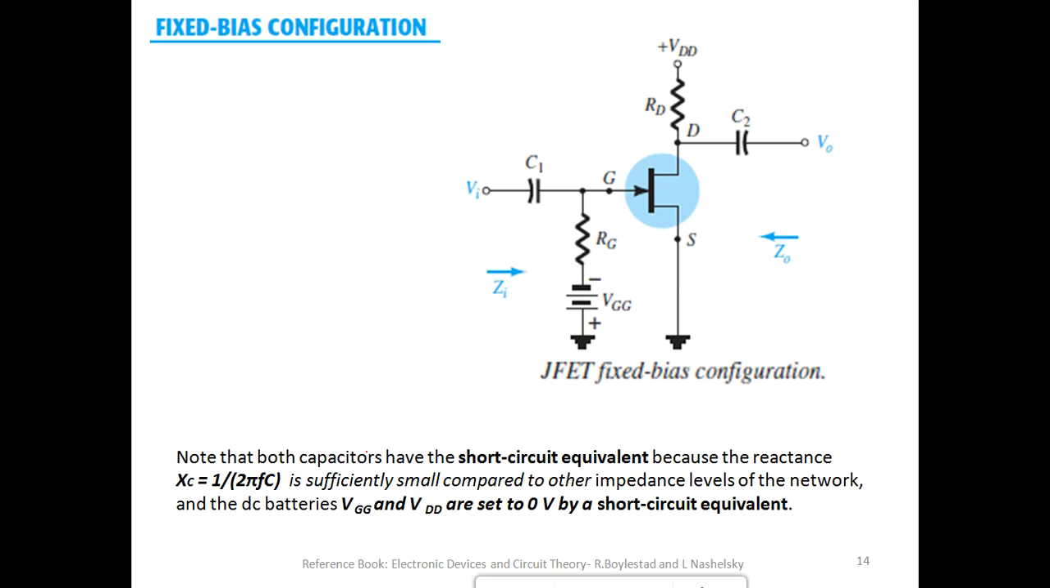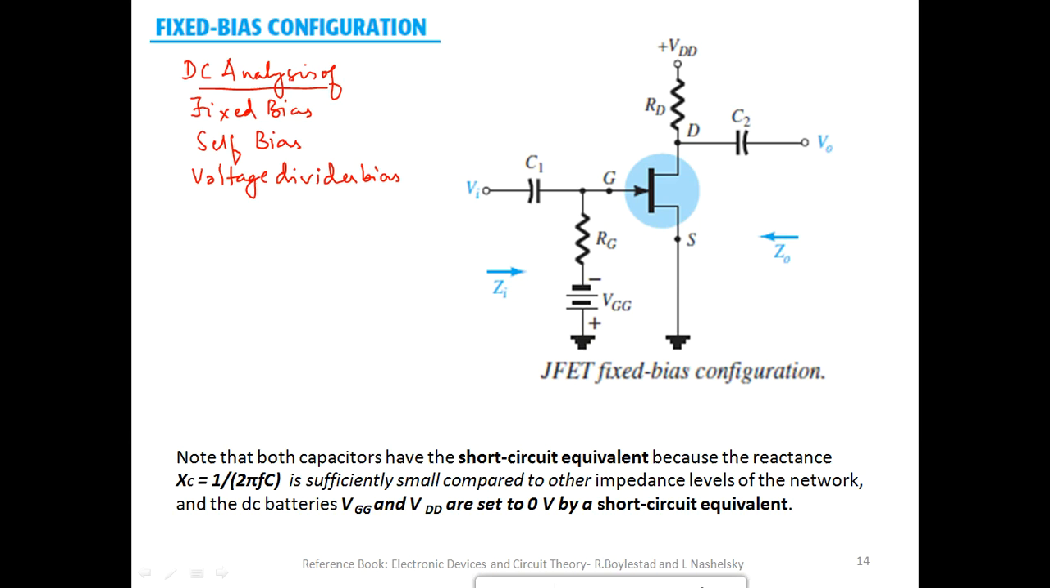The point is, in a previous chapter we studied all the three configurations with respect to DC analysis, right? Just to say, DC analysis of fixed bias, and we also did it for self bias and voltage divider biasing configurations.